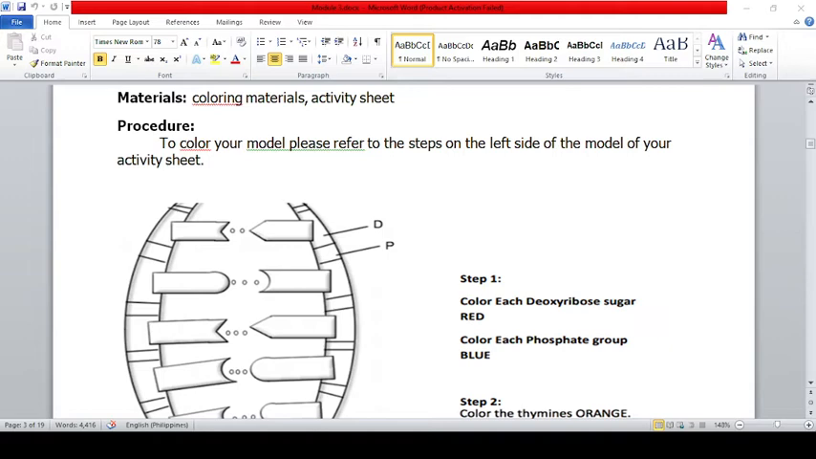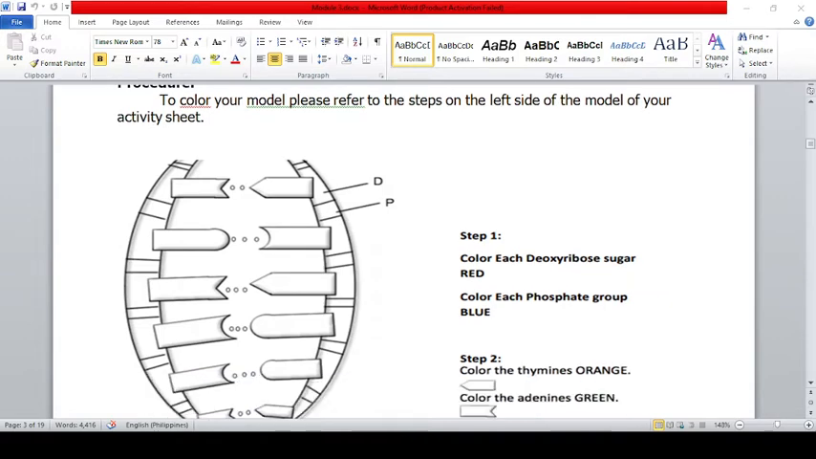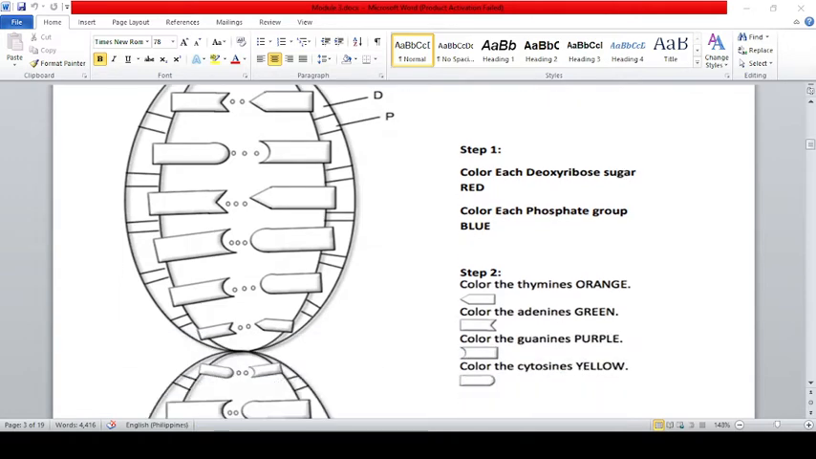Next, color each phosphate group blue. So, we have the P sign which is blue. Step 2, color thymine orange. Kita nyo yung may square na may patusok. It is thymine, orange. Adenine, we have the green, guanine for purple, and cytosine for yellow.